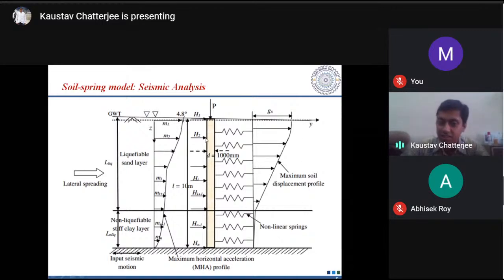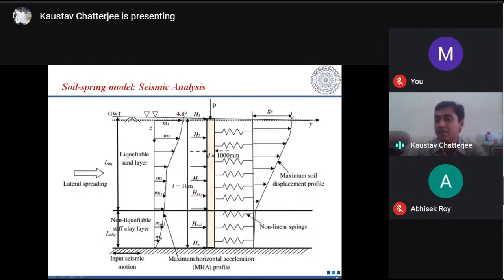Now, because of this effect, the input seismic motion is applied at the ground surface. Because of this seismic motion, what will happen in the free field conditions? In the free field conditions, there will be some displacement of the soil. Now, this is the maximum soil displacement profile that has been observed to take place in this liquefiable soil layer. Actually, truly speaking, in this liquefiable soil layer, the displacement will be much more as compared to the non-liquefiable layer.